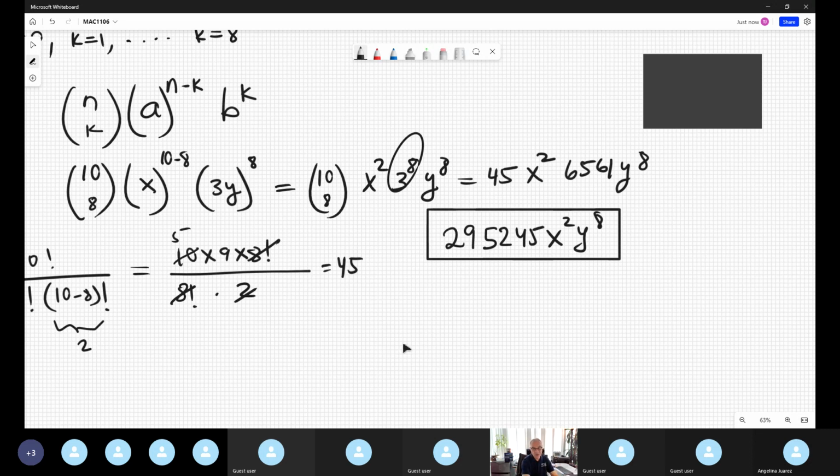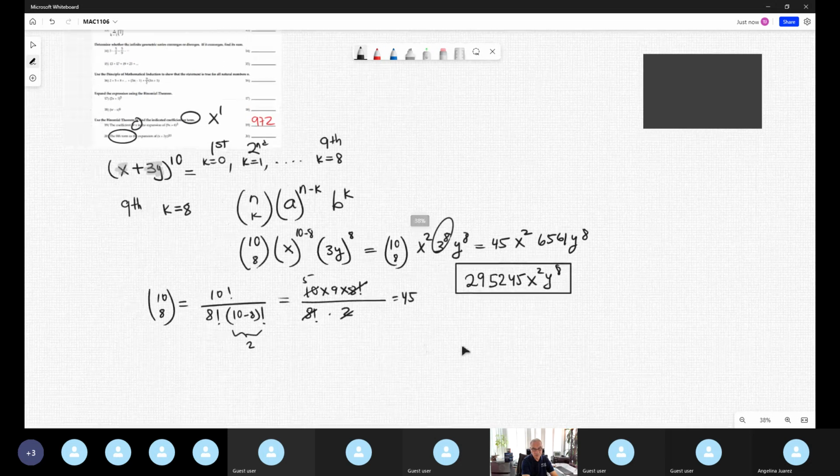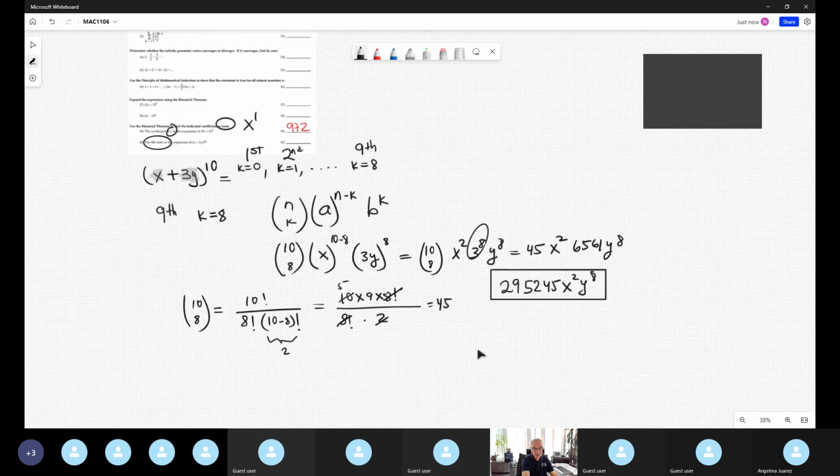Okay, so somehow, always we have a clue. Maybe the number of the term you want to investigate, you don't need to expand, because by the way, the expansion of this includes 11 terms. So we have k equal 9, term number 10, and we have k equal 10, term number 11. We have in total 11.